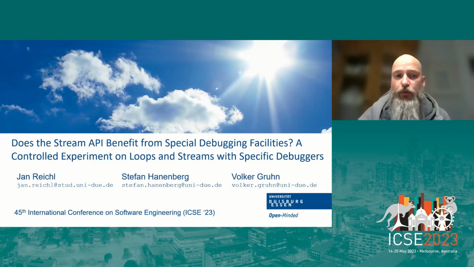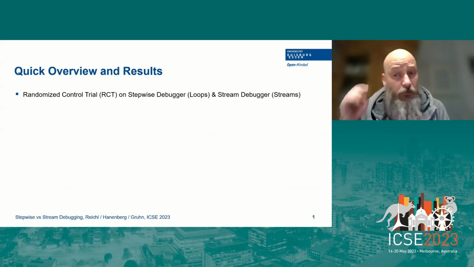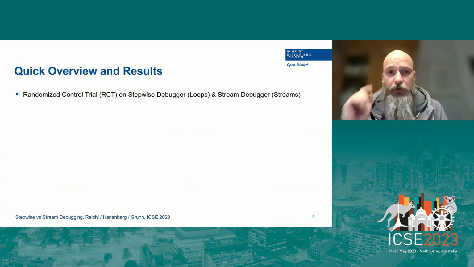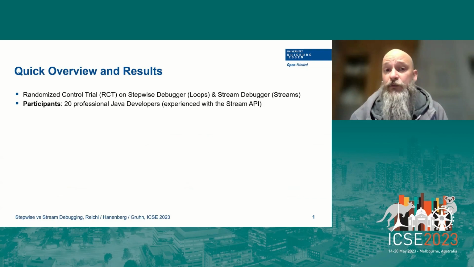It's joint work with Jan Reichl, Volker Gruhn, and me, Stefan Hanenberg. And it's about: does the Stream API benefit from special debugging facilities? Let's directly start with the results. So what did we do? We performed a randomized control trial on the stepwise debugger in comparison to the Stream debugger, performed on 20 professional Java developers.